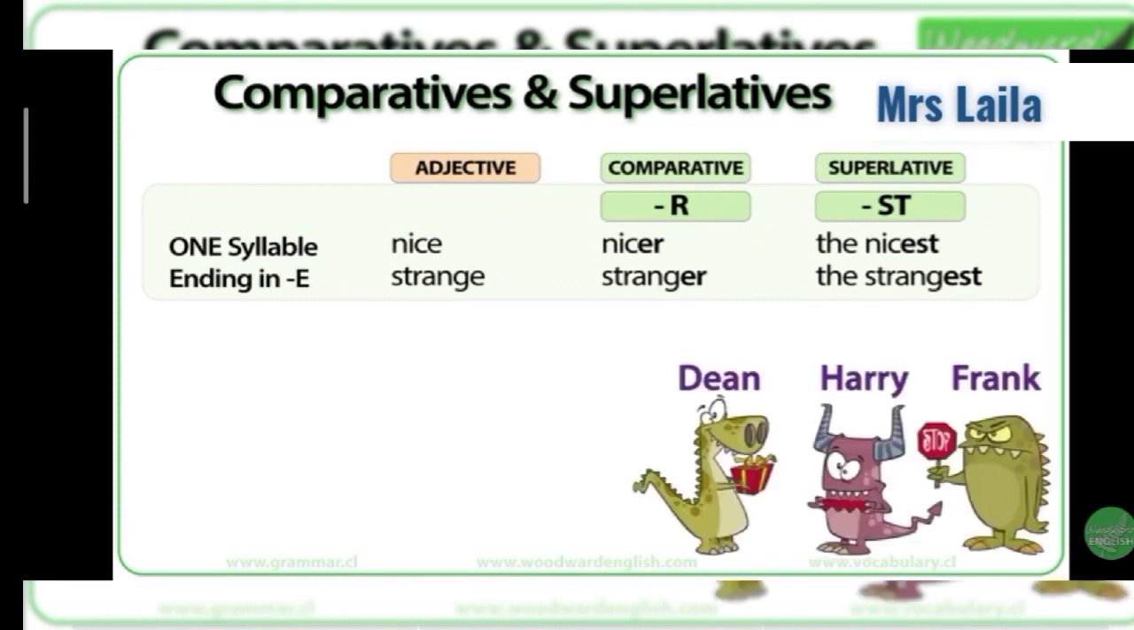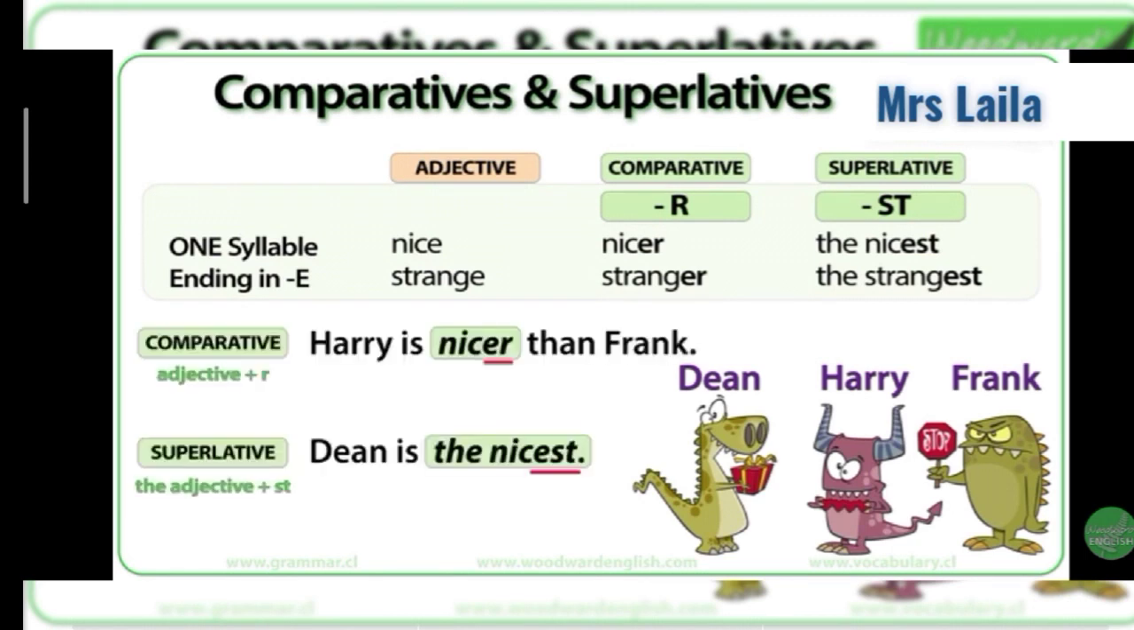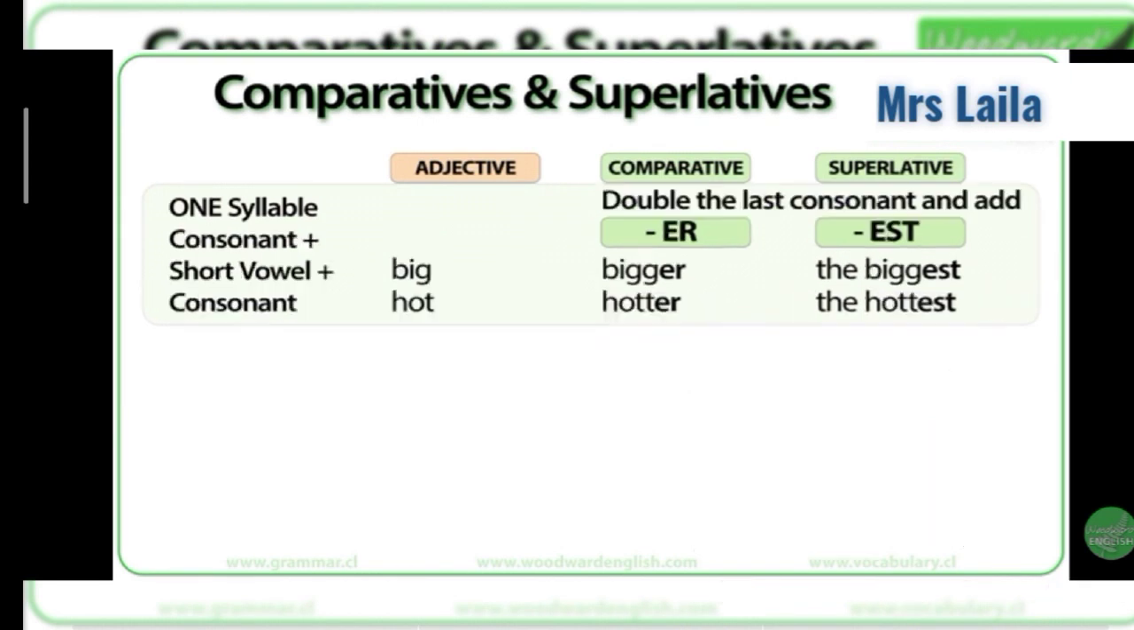Now look at these three monsters: Dean, Harry, Frank. Harry is nicer than Frank. Yes. Frank looks like a grumpy monster. But of the three monsters, Dean is the nicest. Yes, because he has a gift for you. Of the three monsters, which is the strangest?